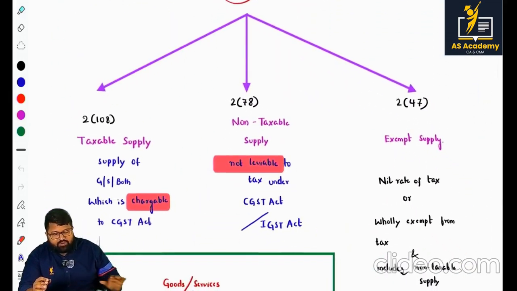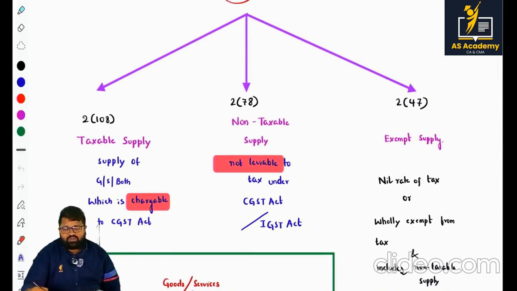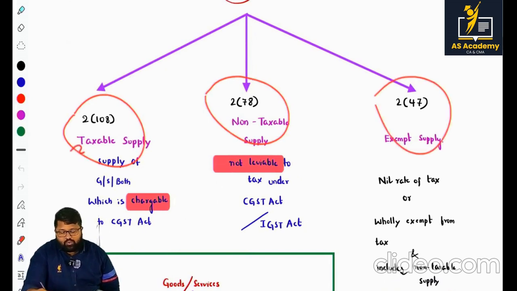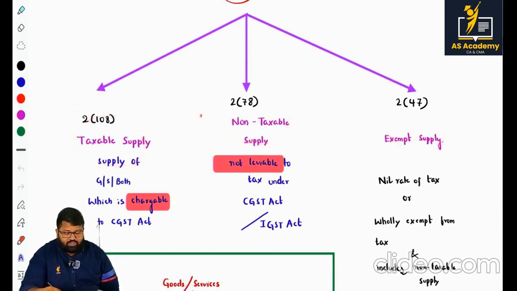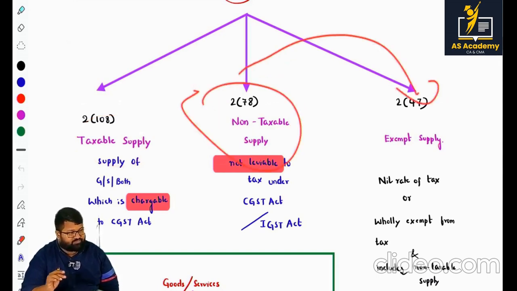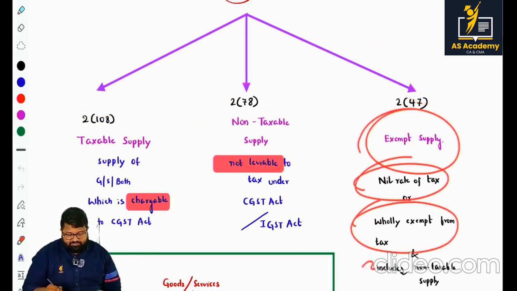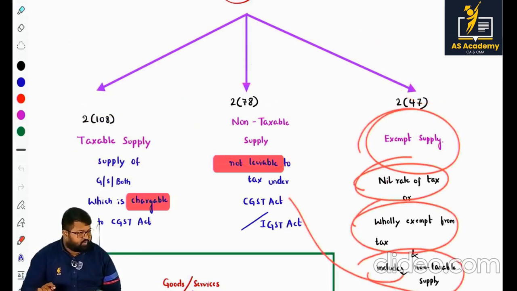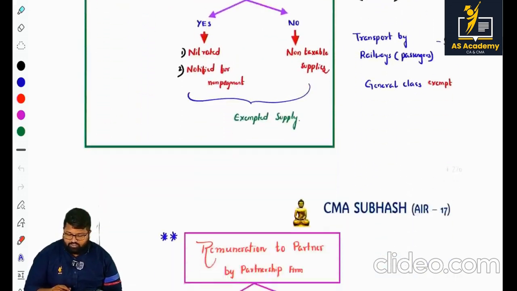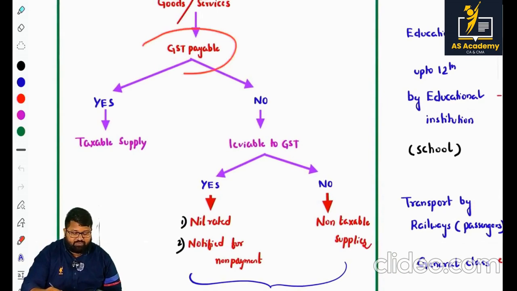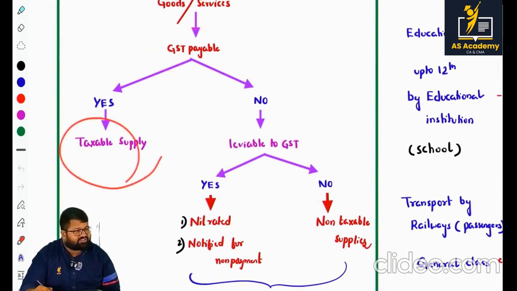So supply, basically three categories. What are those three categories, ma? 2(108), 2(78), 2(47). So 2(108) is taxable supply, 2(78) non-taxable. So to know it, better to go with this first. Because it includes what, ma? Nil rate of supply, exempt, includes non-taxable. Okay. Section numbers are important basically. And what is charged there, ma? First, goods and service GST payable, yes or no. If it is payable, it's a taxable supply.